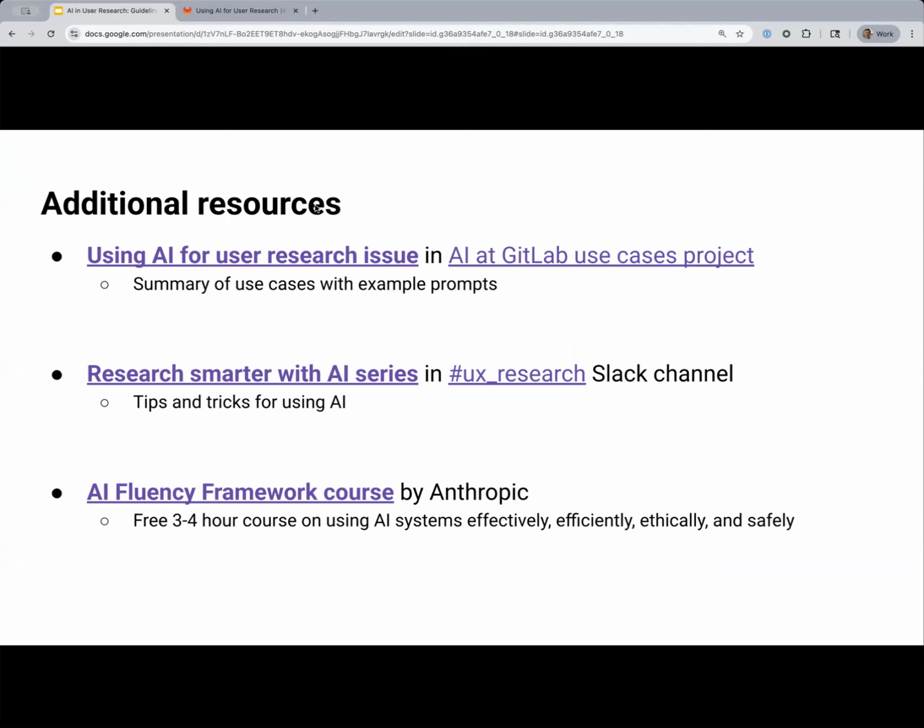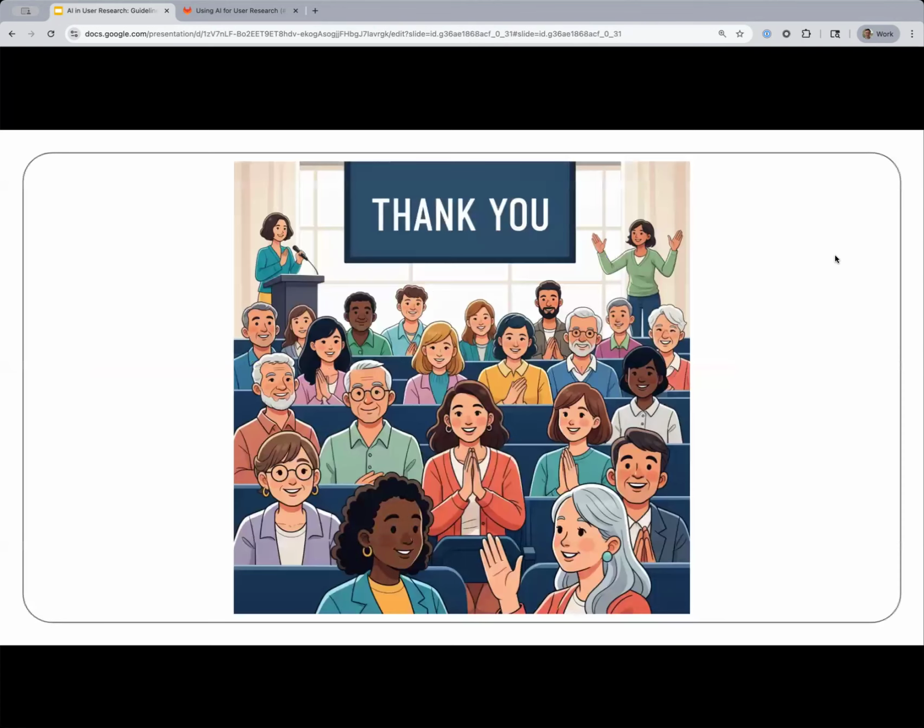We also have the Research Smarter with AI series in the UX Research channel for more of those granular tips and tricks. And then Anthropic has a free course if you're wanting to educate yourself more about Claude or just AI in general. They do have an AI fluency framework course that I've been taking that is really helpful, and I think it helps bridge that confidence gap I talked about earlier.